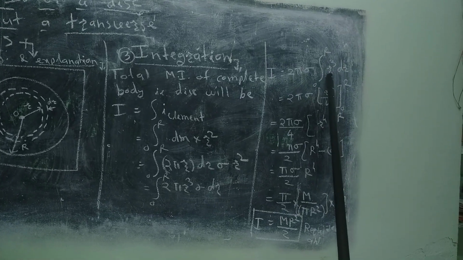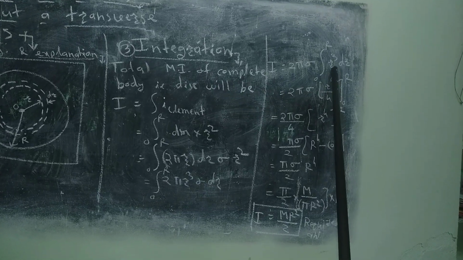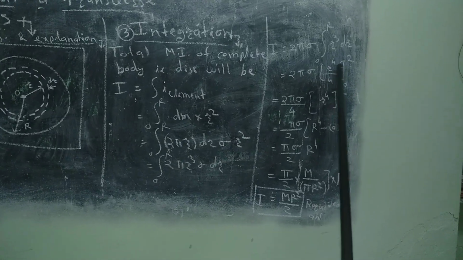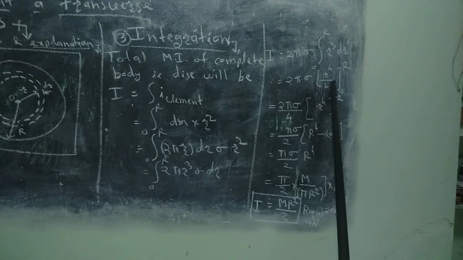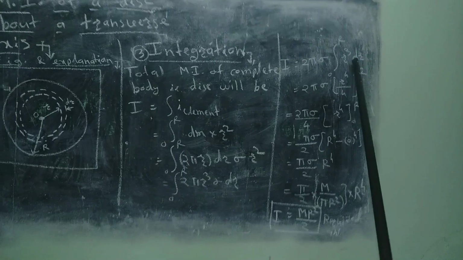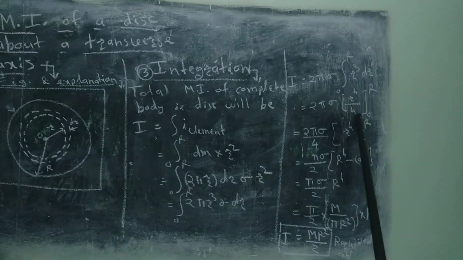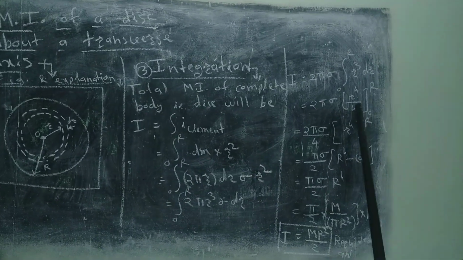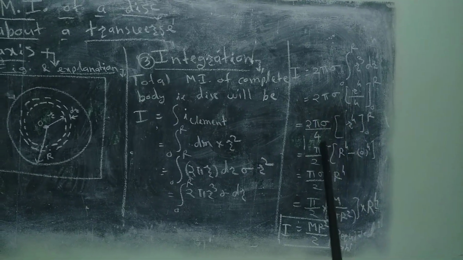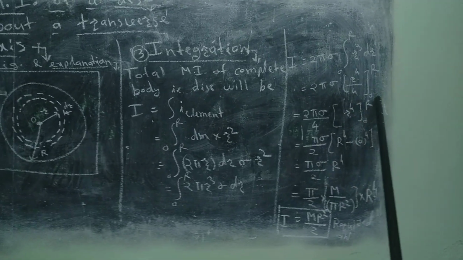By concept, by formula, this value comes out to be r raised to 4 upon 4. That means the power of r is increased by 1 and we divide by that new power. The correct formula is, for x raised to n, the integral is x raised to n plus 1 upon n plus 1. So we get r raised to 4 upon 4, lower limit 0 to capital R. Here 4 is not a running factor, so we can take it outside the bracket. So we get twice pi sigma upon 4 into the bracket, the remaining term is only r raised to 4 from lower limit to upper limit capital R.